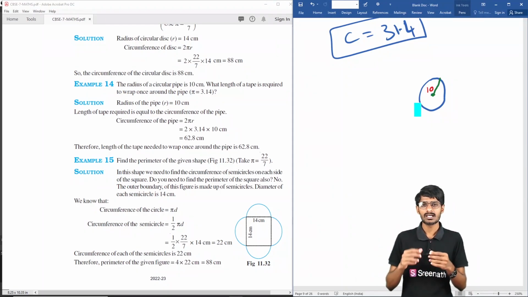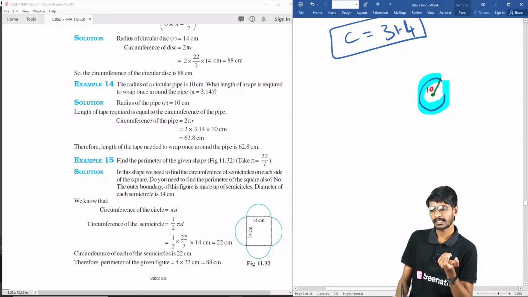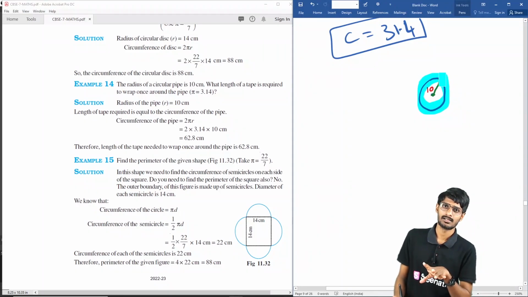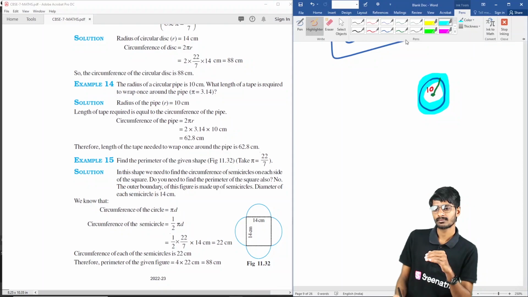The main thing is, what is the minimum length of the tape required to wrap around the pipe? Minimum length means the circumference of the pipe. So the circumference formula we know. To wrap a tape like this, we just need the tape which starts from here, goes around like this and ends here. It should not be more or short. That is the tape we require.